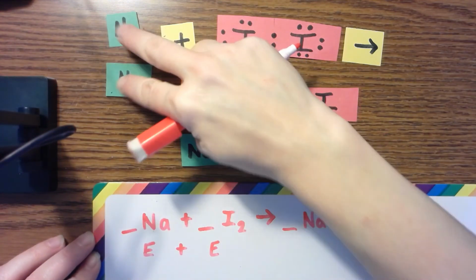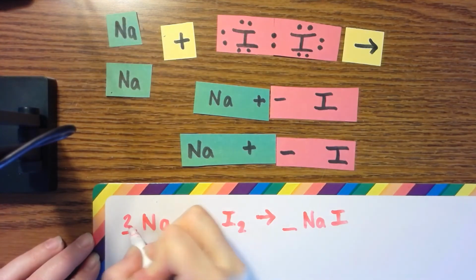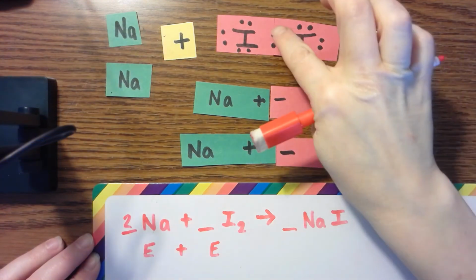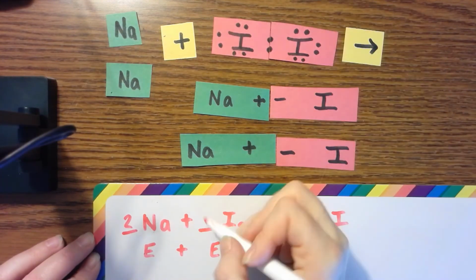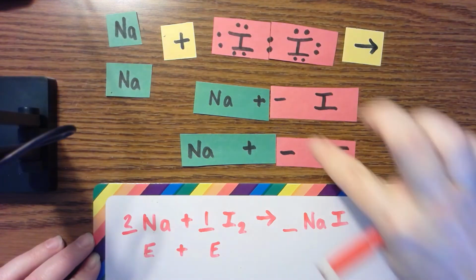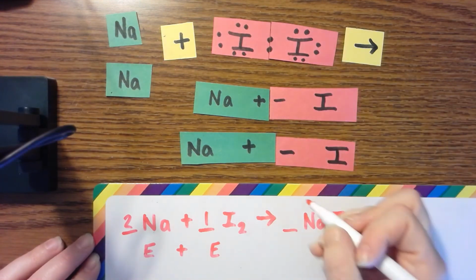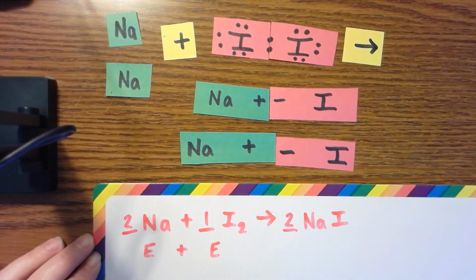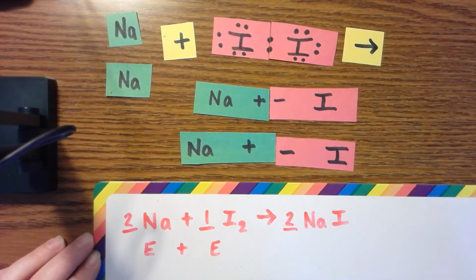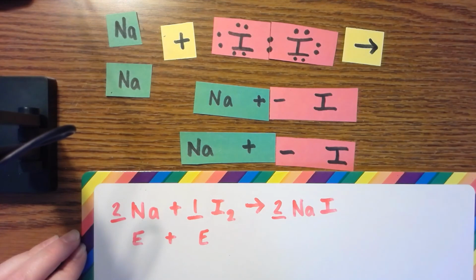So here we have 2. So we're going to fill in a 2 for the Na. Here we just have one molecule of I2, so that becomes a 1. And then here we have 2 formula units of NaI. So that becomes a 2. So 2, 1, 2. So our equation is balanced. We predicted the products, and we know that this is a synthesis or a composition reaction.